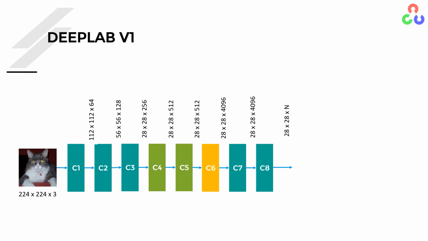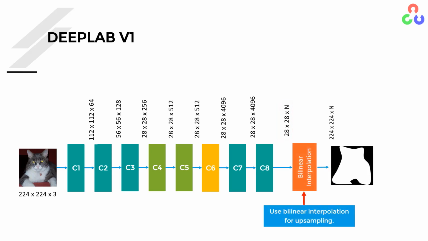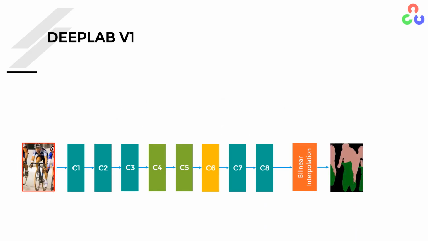So far so good. We got a feature map of size 28 by 28 by n, where n is the number of classes. After that, we do a bilinear interpolation. We literally upsample the image by 8 and we get the original image size back. If you multiply 8 by 28, you get 224, and you get this upsampled image. We could have stopped there, but they wanted to get better results. This is a toy example. This map is not a real example. Let me show you what a real example looks like. So here's a real result. This is an image.